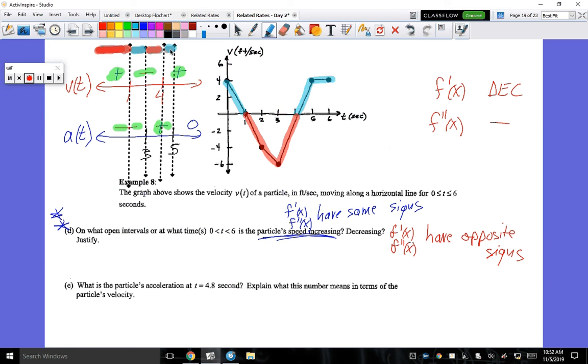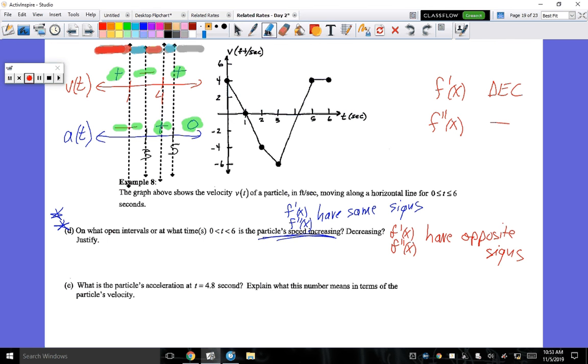You with me? Now, how about at 5 on? Positive velocity and a what? Zero acceleration. So is it speeding up? No. So not only is it opposite signs, it has to have a sign. Because if it's 0, we know it's not speeding up. You with me? Because velocity and acceleration have to be the same. So guys, this is speeding up.